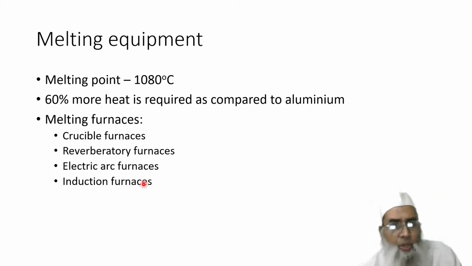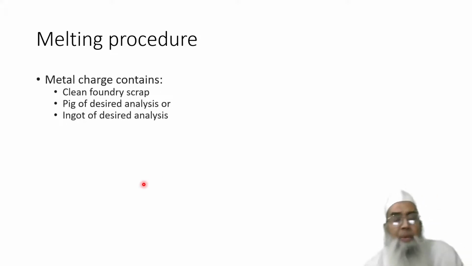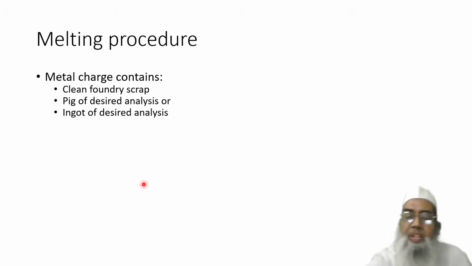Keeping that in view, melting furnaces can be crucible furnace, reverberatory furnace, electric arc furnace, induction furnace, etc. But the melting procedure: first of all, the charge should be clean foundry scrap of the desired analysis, or ingot of desired analysis, mixed together, and then charged.